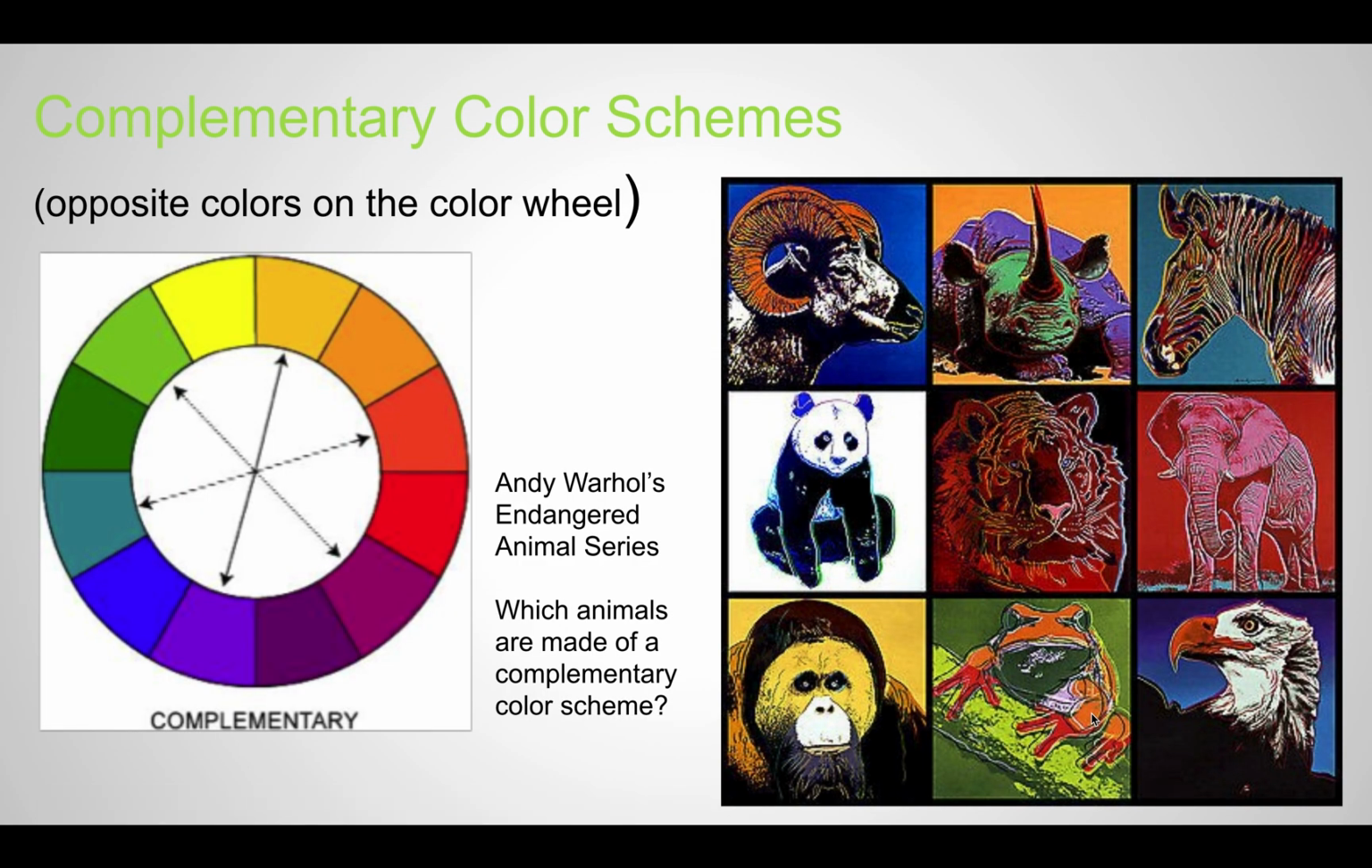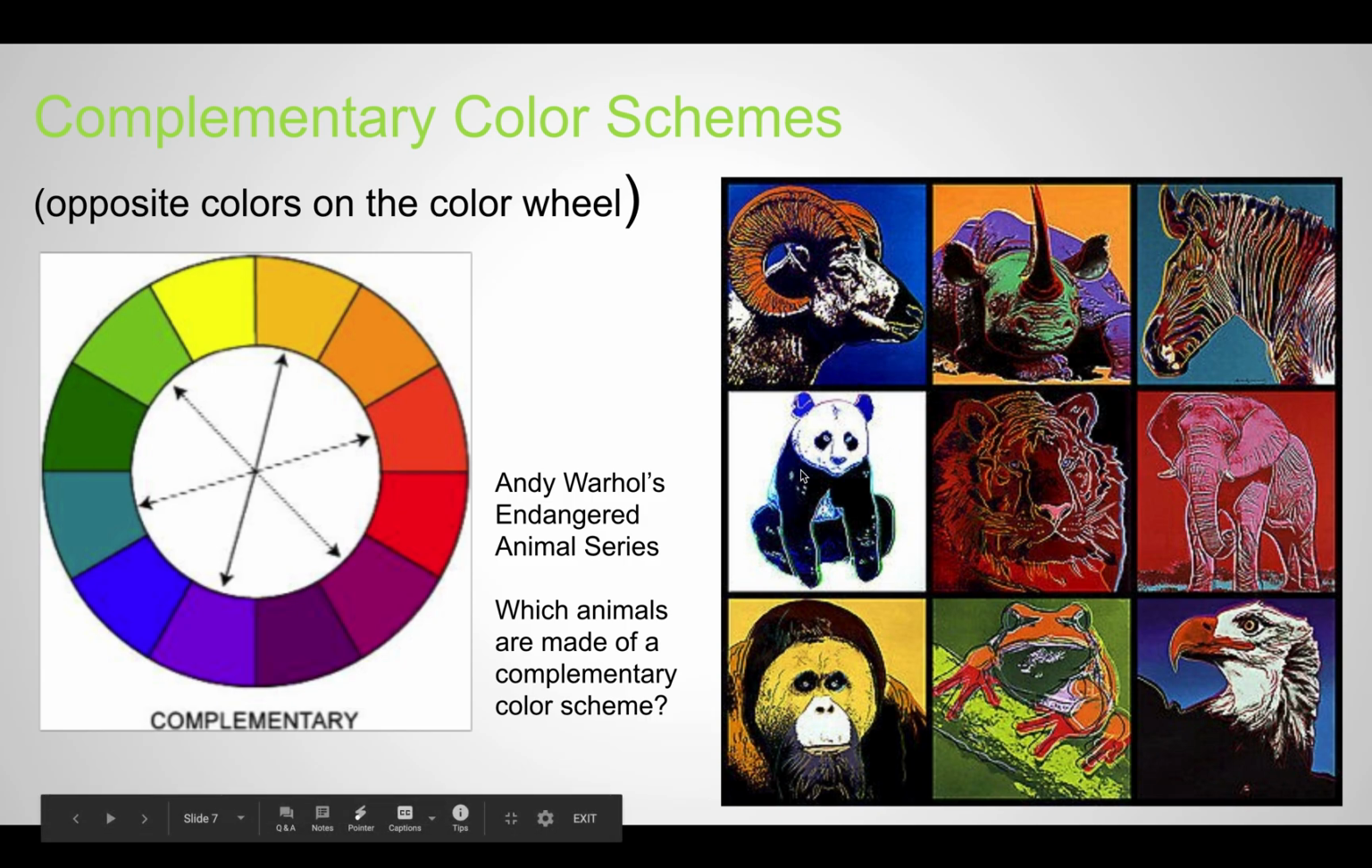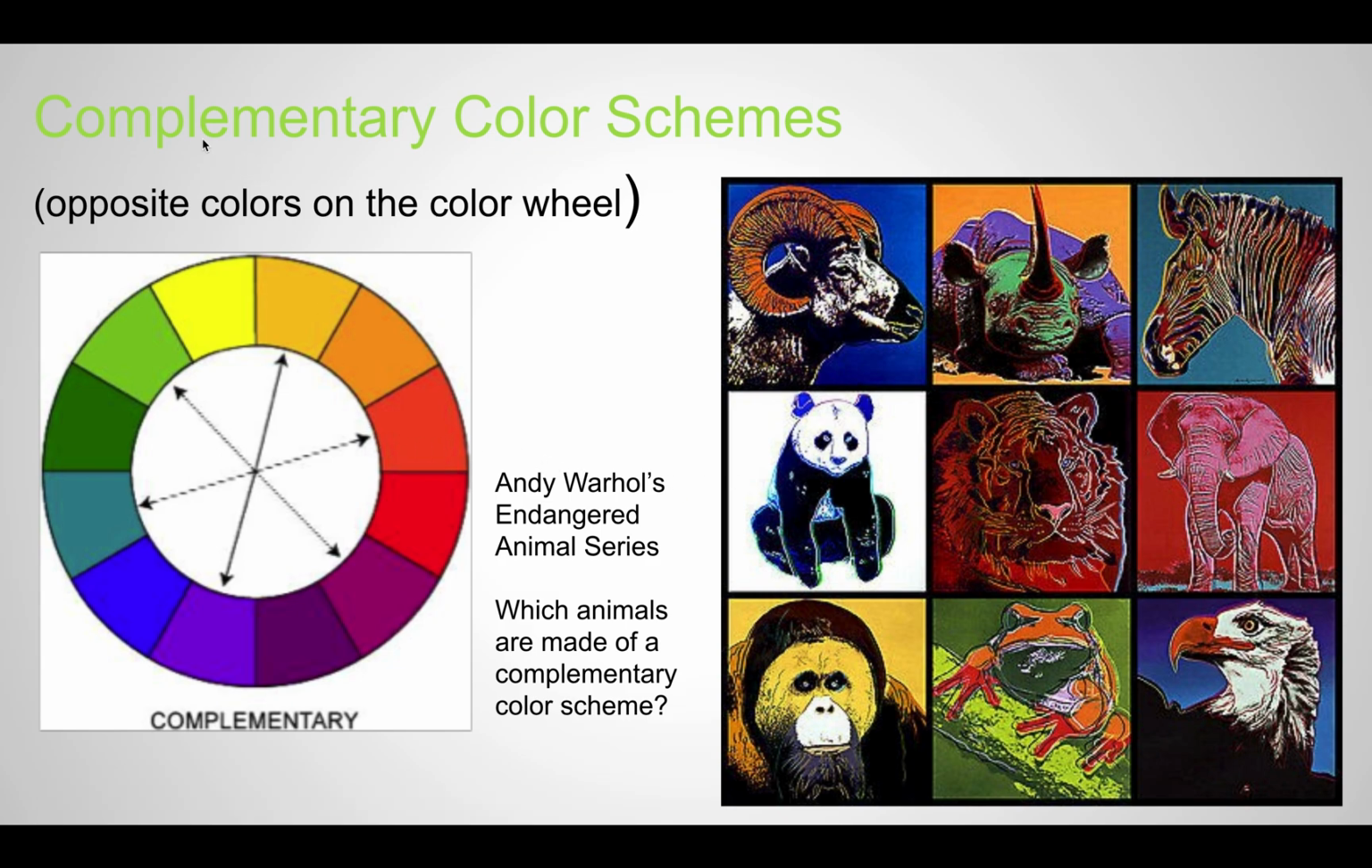So, color schemes. A color scheme is a mixture of colors or grouping of colors that has a theme to it or a relationship on the color wheel. So complementary color schemes are colors that are opposite each other on the color wheel. So for example, red and green are opposite each other.